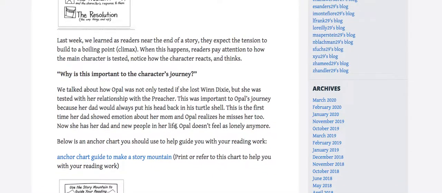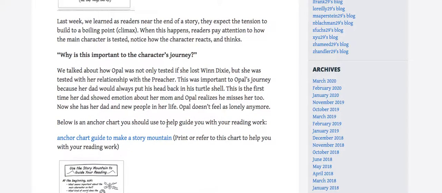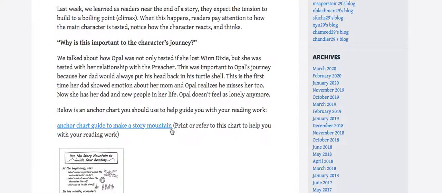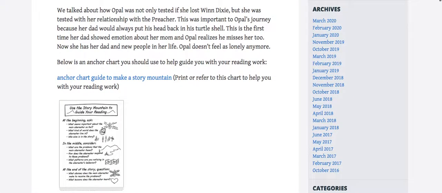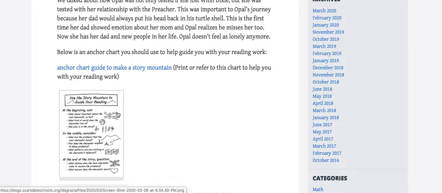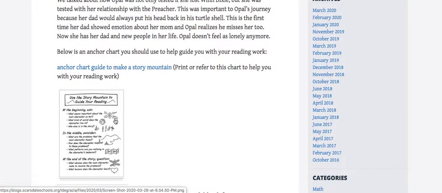So just reread this. It just brings us back to Opal and what happened with her and her dad and the relationship and how she was tested. I also put the anchor chart here just in case you didn't print it last week. Here it is again. It just helps you and guides you to know what to do as a reader in the beginning, middle, and end of a story. If you're out of ink, if you're out of paper, then just don't worry about printing. Then just make sure you come back to your blog post and use this to help you depending where you are in your story.